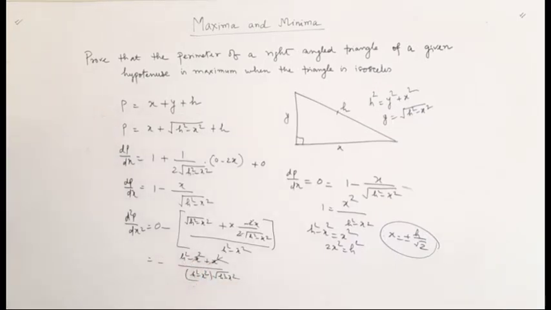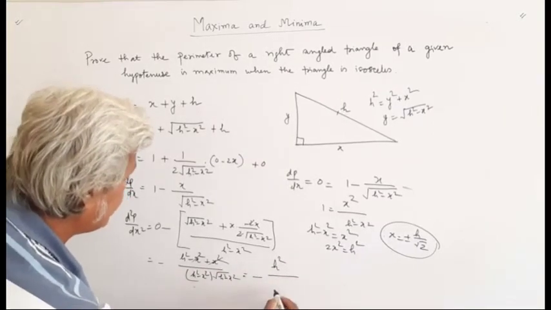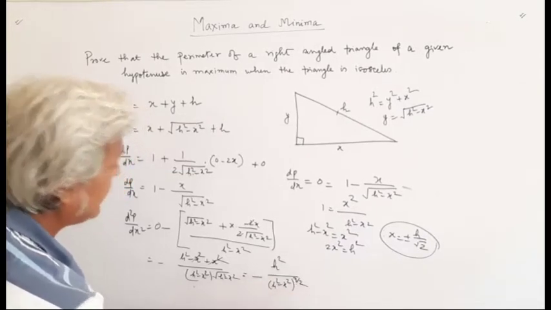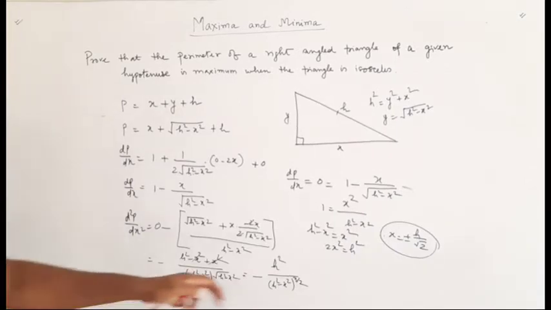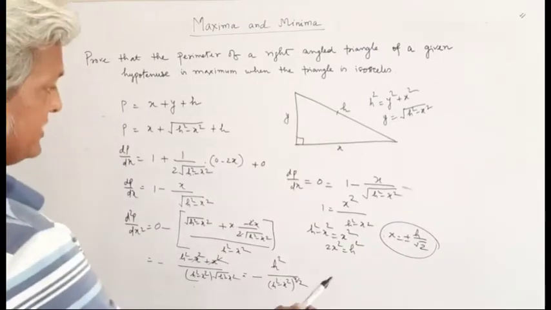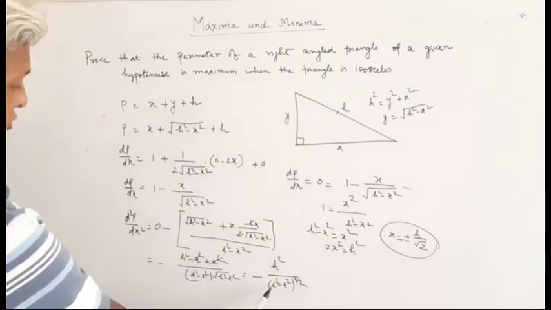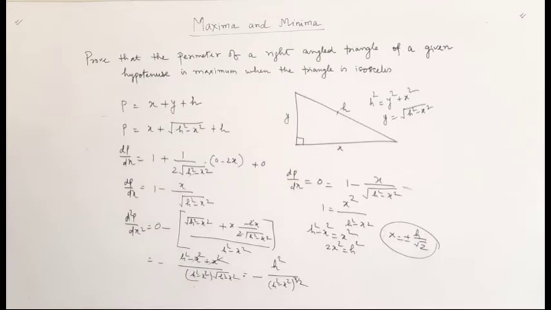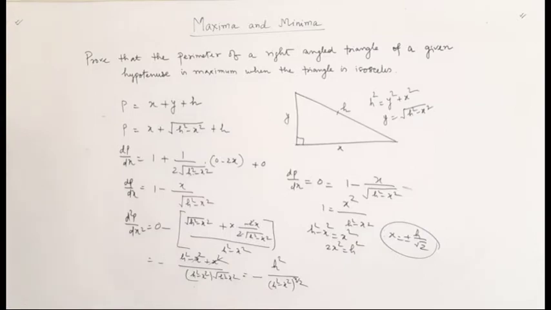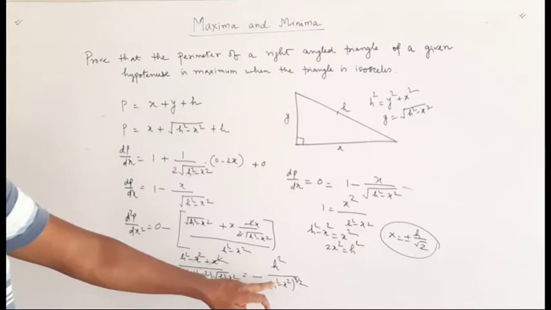These two cancel, so we are getting the whole thing as minus h square over h square minus x square to the power 3 by 2. Now if I put the value of x as positive h by 2, what do we see in the relation here? h square minus x square equals x square. So we have h square minus x square to the power 3 by 2.